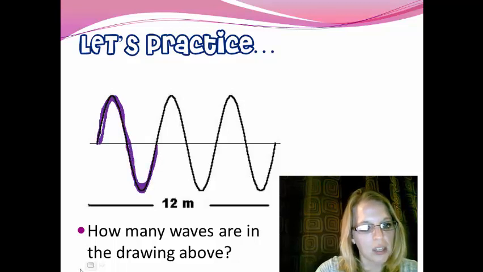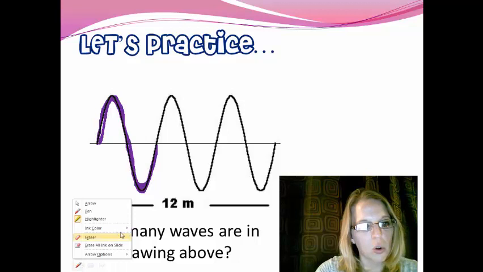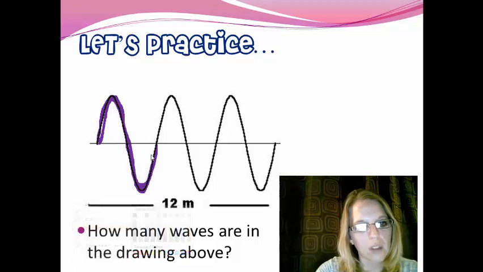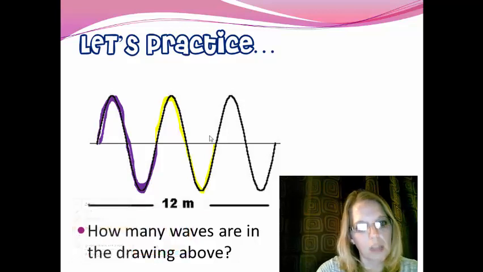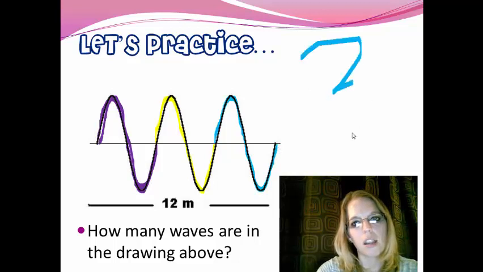Let me change colors so you can see the next wave. Let's go with yellow. Okay, here's another crest. Another crest and another trough. So that's 2. How many guessed 2? Well, there's more. Let's go with the light blue. Here's another crest. Here's another trough. How many people said 3? There's 3 waves in this picture.